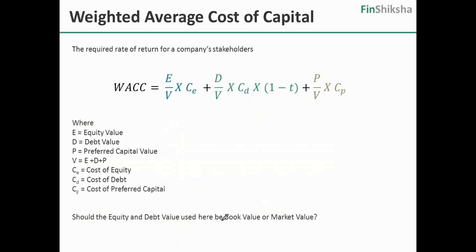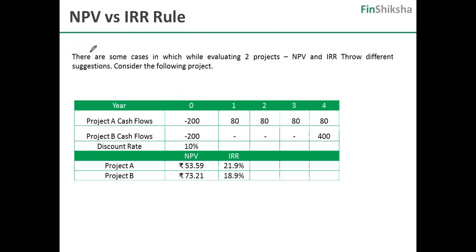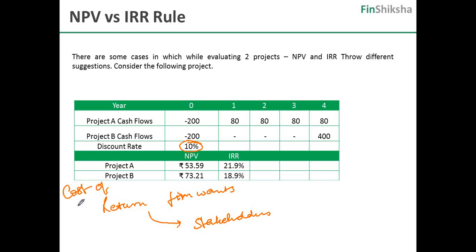Capital budgeting. Let's move ahead and talk about the next topic, which is weighted average cost of capital. All this while we were discounting using a discount rate. This discount rate is effectively the rate of return that the firm wants, or the rate of return that the stakeholders of the firm want. So the same thing becomes the cost of funds for the company. The return that you have to give to the stakeholders becomes the cost of funds for the company.